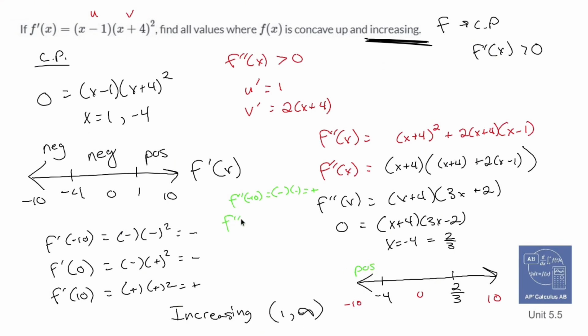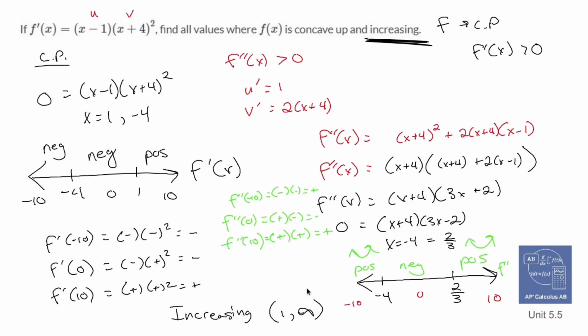If I plug in 0, f double prime of 0, I get 0 plus 4, which is positive, 0 minus 2, which is negative, so you're negative. And if I plug in 10, I get positive, and then 3 times 10 is 30. 30 minus 2 is still positive, so positive. So I want concave up. You're concave up here, and you're concave up here because of the f double prime sign graph.